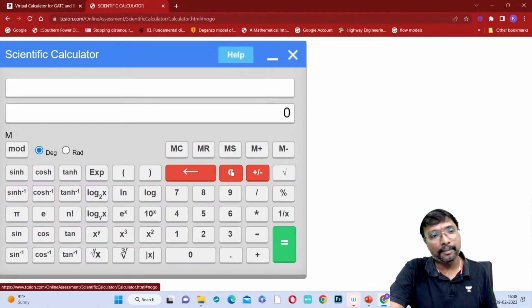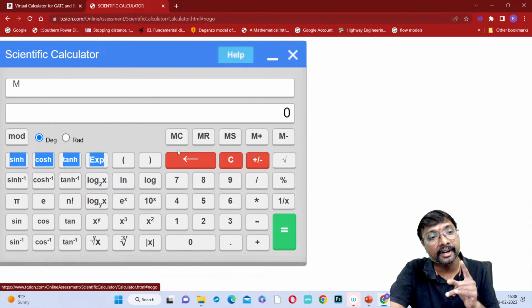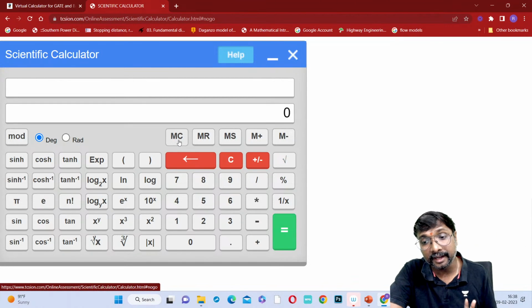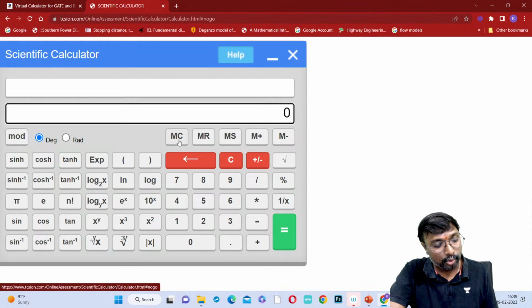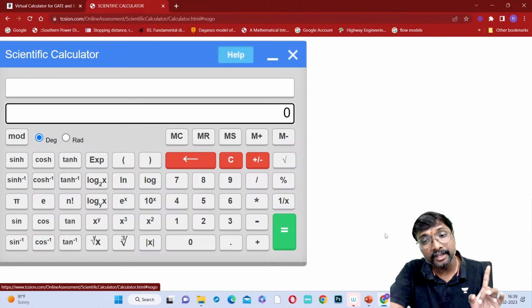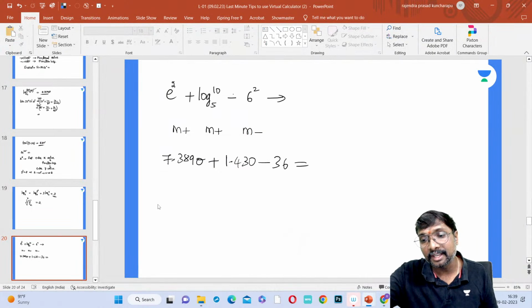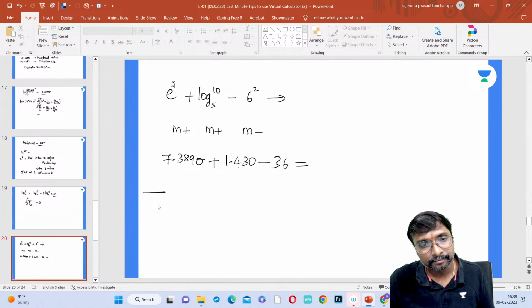Suppose, sir, here M is showing, then you just press this MC, right? If we press C, nothing will happen; you have to press MC, right? If you press MC, the whole memory will be cleared, right? So once memory values are used and after that you want to store a new memory, before storing a new memory you just press MC, right? This MC. Is it clear everyone?